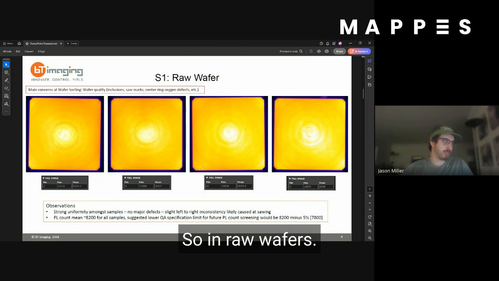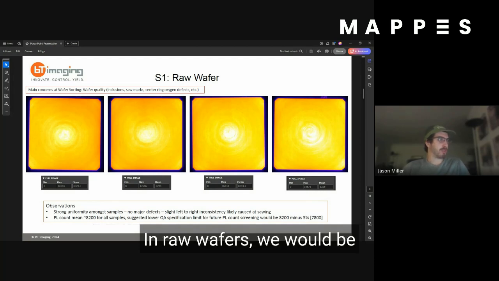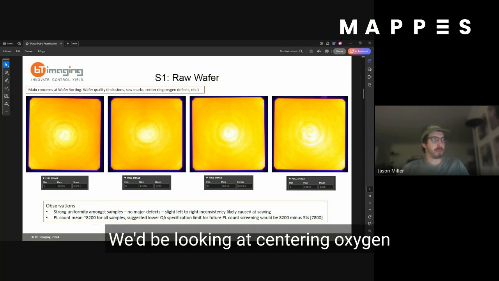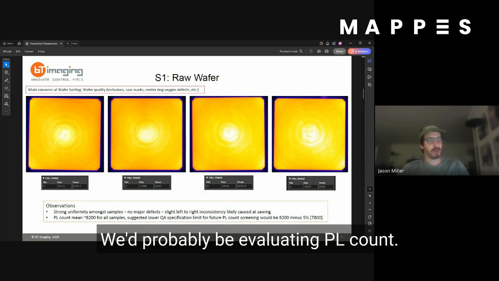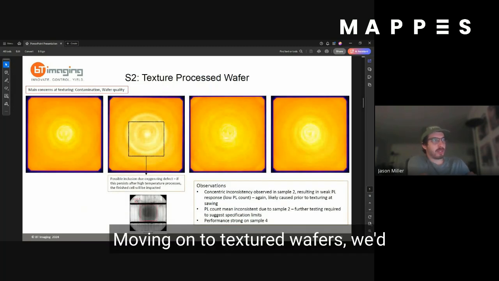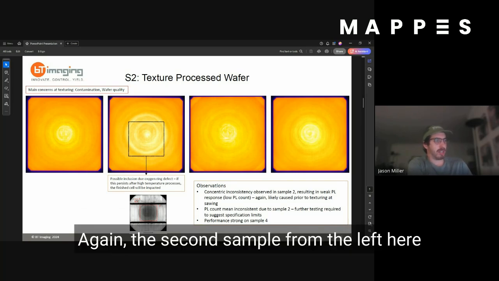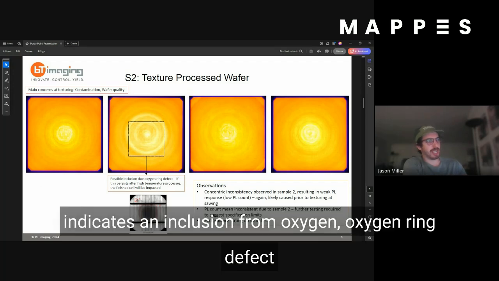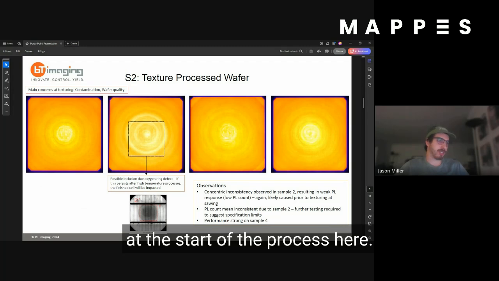So in raw wafers, and I'll go through this quickly, interrupt me if you have any questions. In raw wafers, we would be looking at general wafer quality. We'd be looking at center ring oxygen defects, inclusions, saw marks, etc. We'd probably be evaluating PL count. Moving on to textured wafers, we'd be looking at similar things, but also contamination from texture chemicals. Again, the second sample from the left here indicates an inclusion from an oxygen ring defect that would show up in a finished cell. So that's something we'd be looking at the start of the process here.